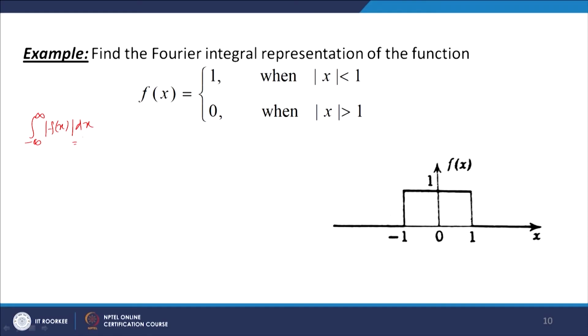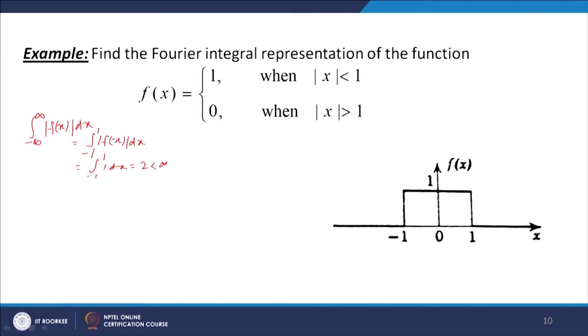dx, you can see this function is an even function, and first we reduce the interval minus infinity to infinity to minus 1 to 1, because everywhere else it is 0. So, the integral of mod of f(x) dx, and mod of f(x) takes value 1 when mod of x is less than 1. So, we get the integral from minus 1 to 1 of 1 dx, which is equal to 2, and which is less than infinity. So, f is absolutely integrable. Furthermore, f has left hand and right hand derivatives at each point of the real axis.